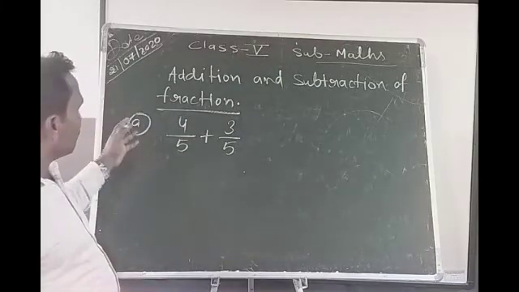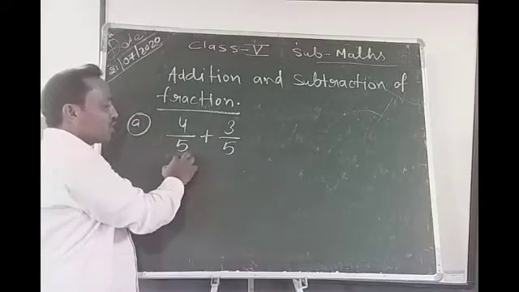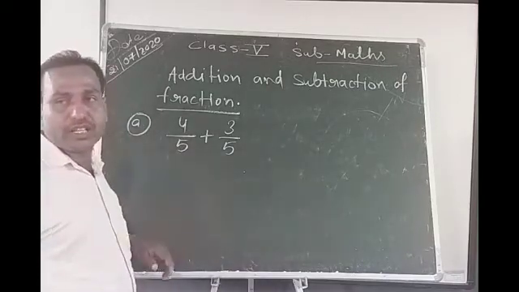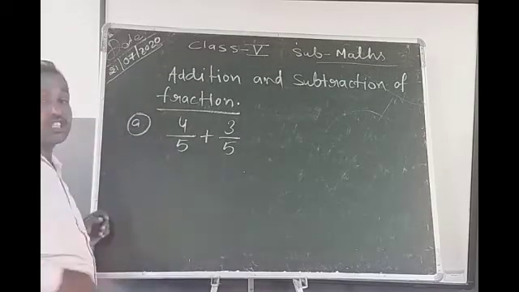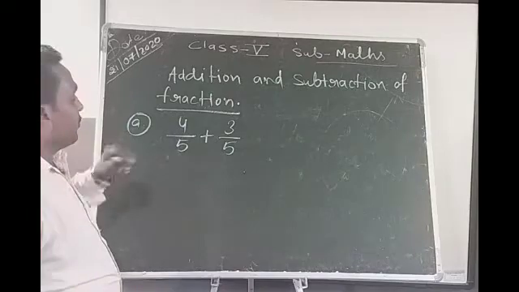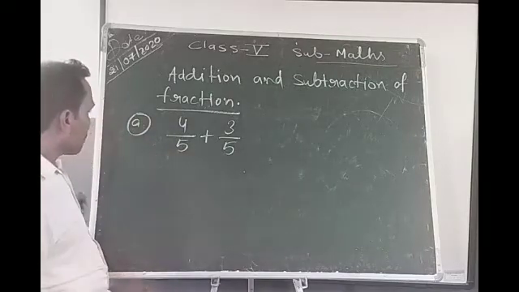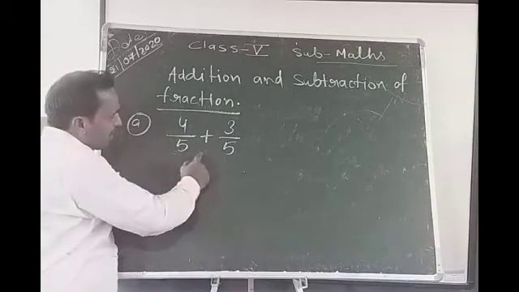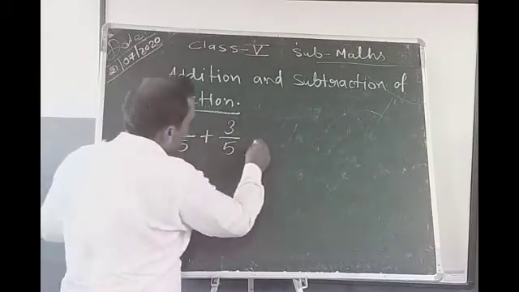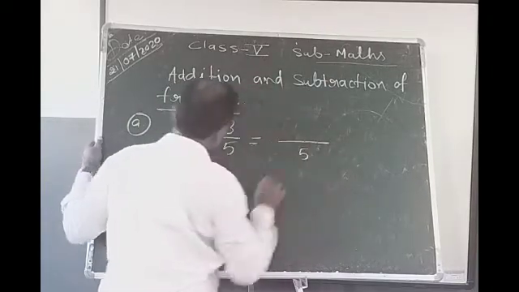So when you add this type of question, first you see the denominators. If the denominators are equal, then this type of fraction is called like fractions. So when the fractions are like fractions, what do you write first? 5, because both denominators are equal, so you first write 5.